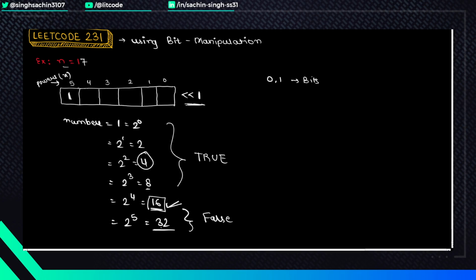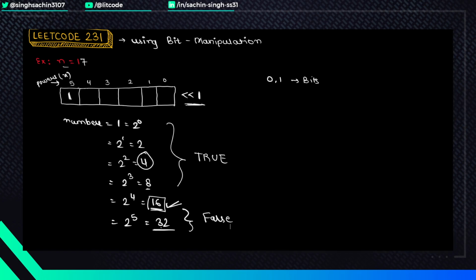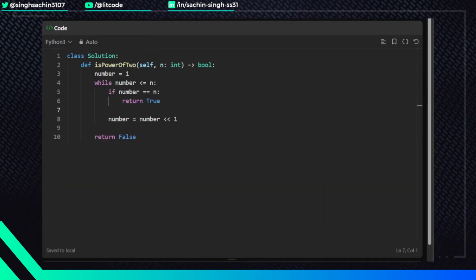So this is the complete logic. Let's check out the code for the same. If you see what we are doing over here, we have initialized our number with 1, which basically means 2 raised to power 0. Now until this number is less than or equal to the given value of n, we are checking if number is equal to n or not. If it is, we are returning true. Otherwise we are shifting the bit by 1 position towards the left.